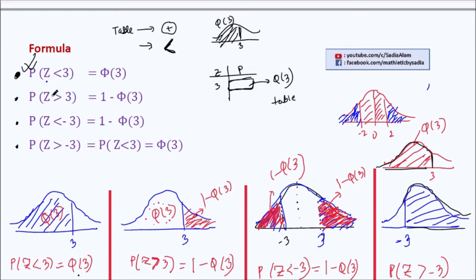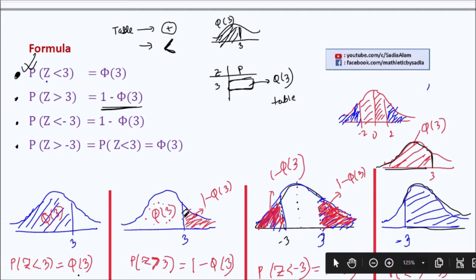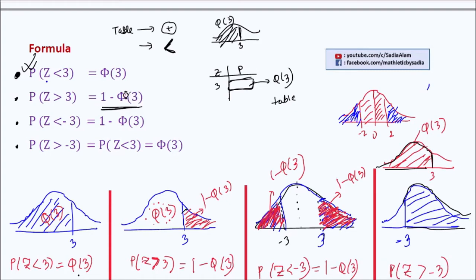And if we need greater than, the table is for less than, right? So if we need greater than, we can just do 1 minus phi. Why? I have explained this here. Because it gives you the area at the right side. So 1 minus phi should give you this area, since the total area is 1. So if we need greater than, you just use this formula, 1 minus phi. If you need less than a negative value, since the table is for positive, you need to use 1 minus phi.